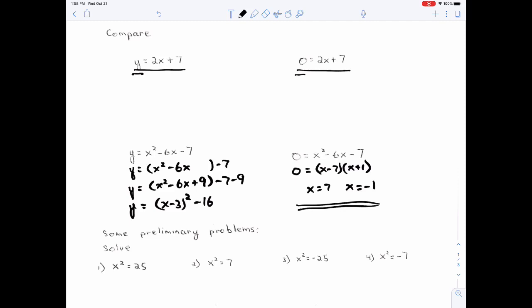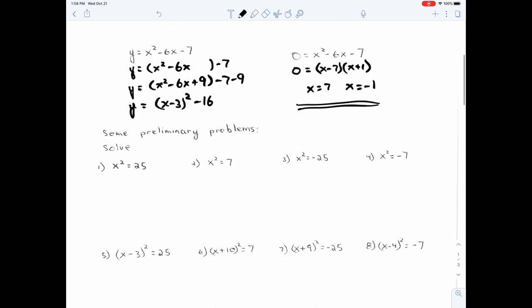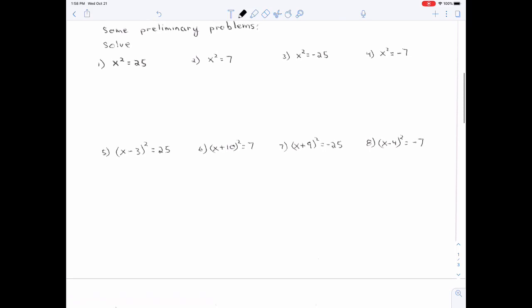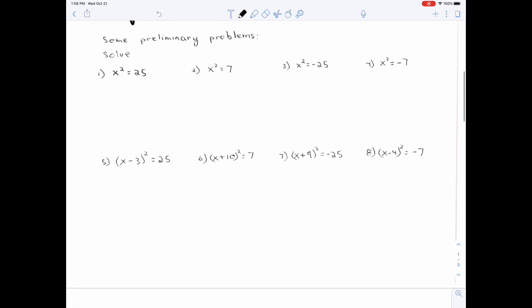Now, I'm going to go through some problems, and I'm going to go through them fairly quickly because I want you to be aware of something. So let's just solve these. Let's solve all of these. What I've recommended you do is not take the square root, although that's a legitimate method, but set it equal to 0, and then we'd factor it.